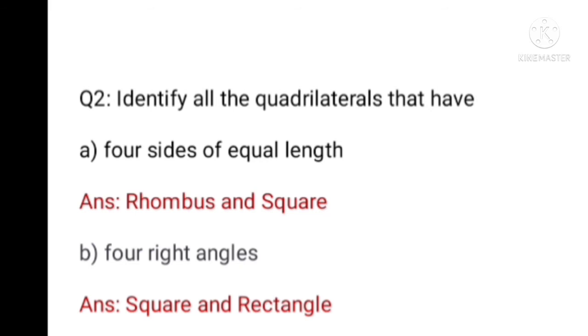Second, which quadrilaterals have four right angles? Which quadrilaterals have all four angles as right angles? Square and rectangle. All the angles are 90.